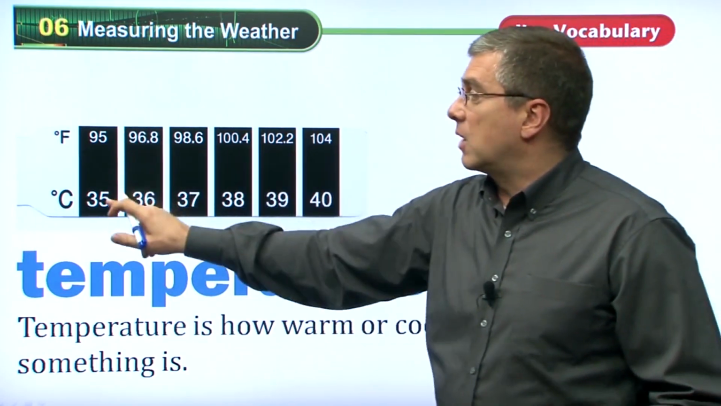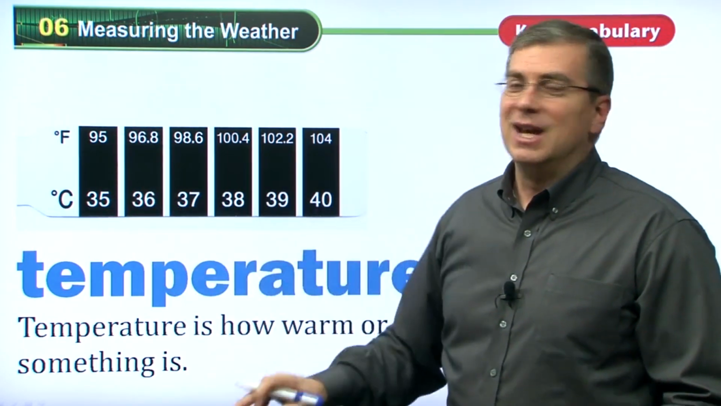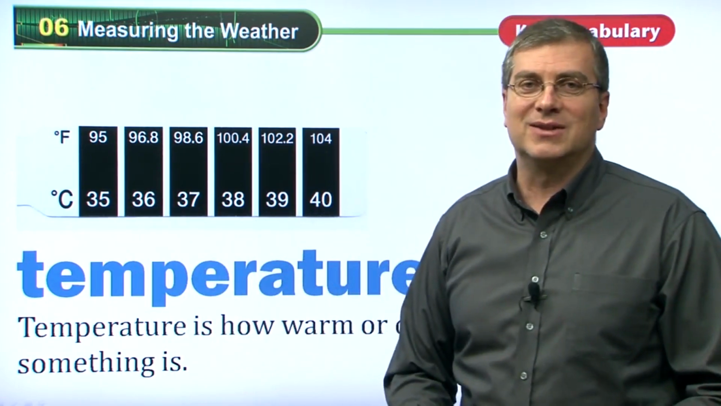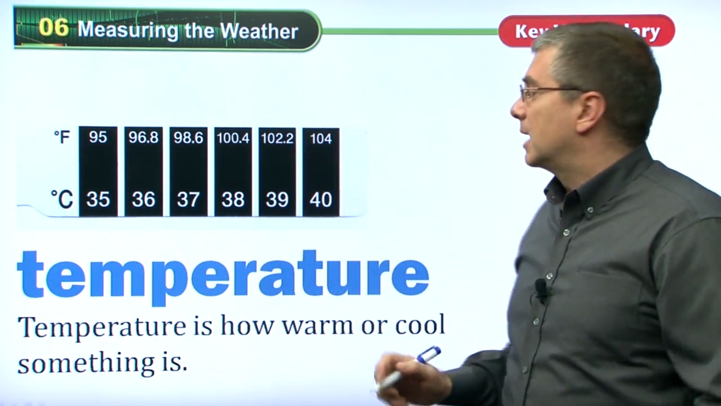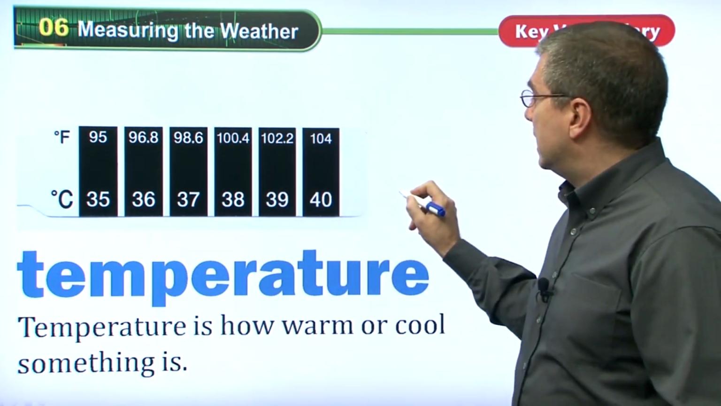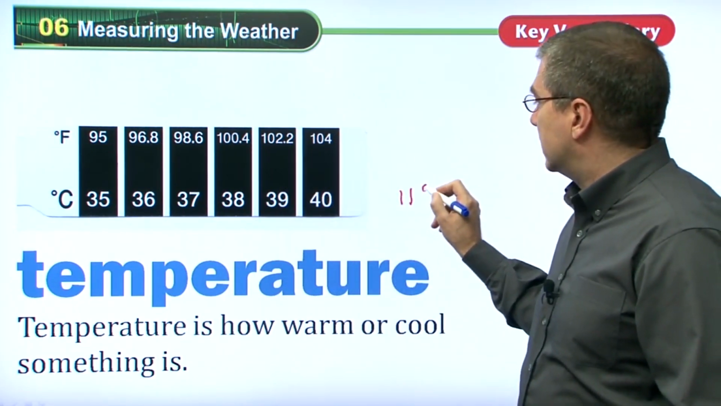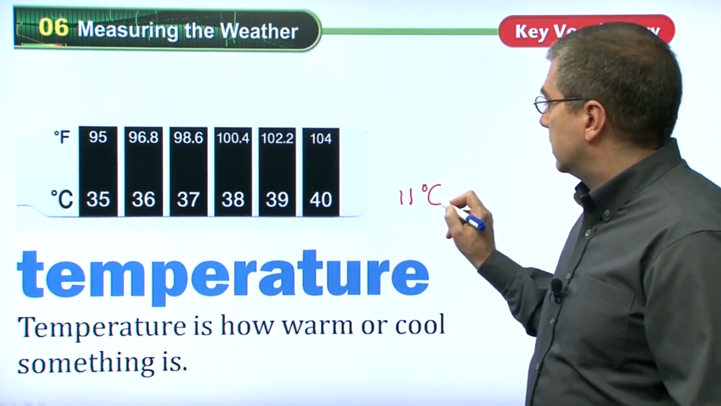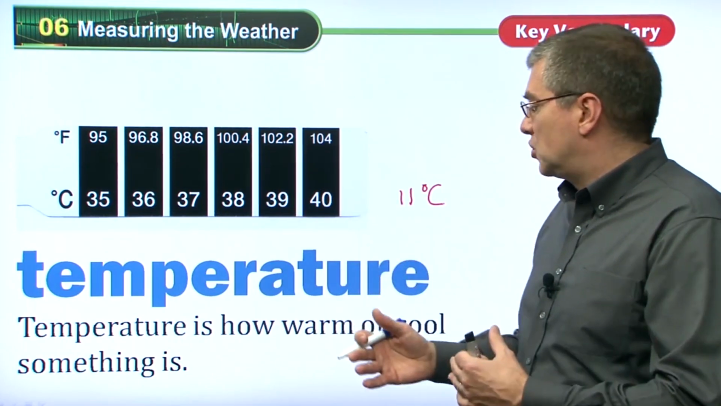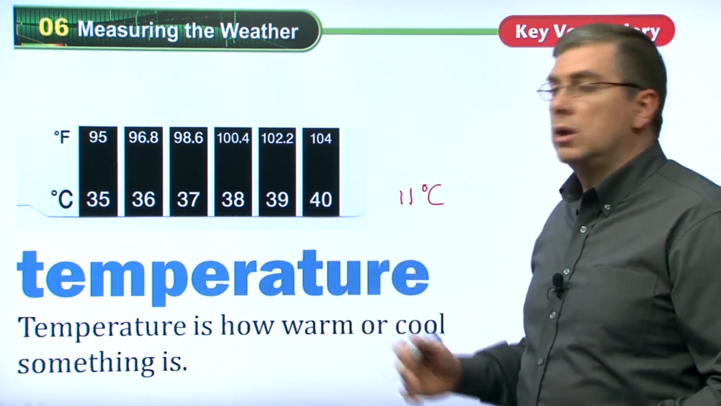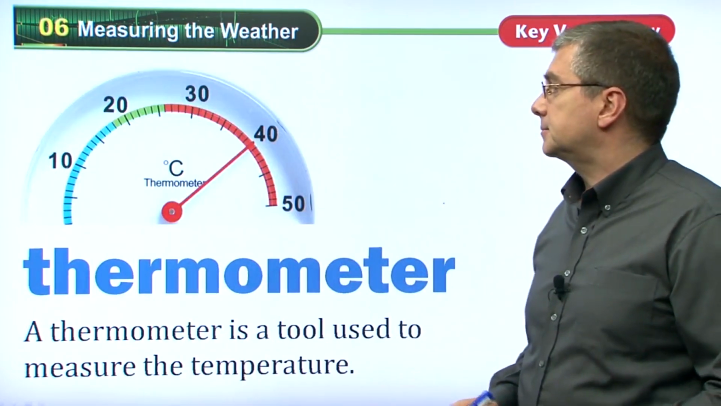Okay? So temperature is how warm or cool something is. Obviously, this is very warm. That's very hot, isn't it? If the weather is 35 degrees Celsius, whew, that's really hot. You're sweating a lot. But if the weather, for example, is 11 degrees Celsius, then that is very cold, right? So what's the temperature? How warm or cool something is.